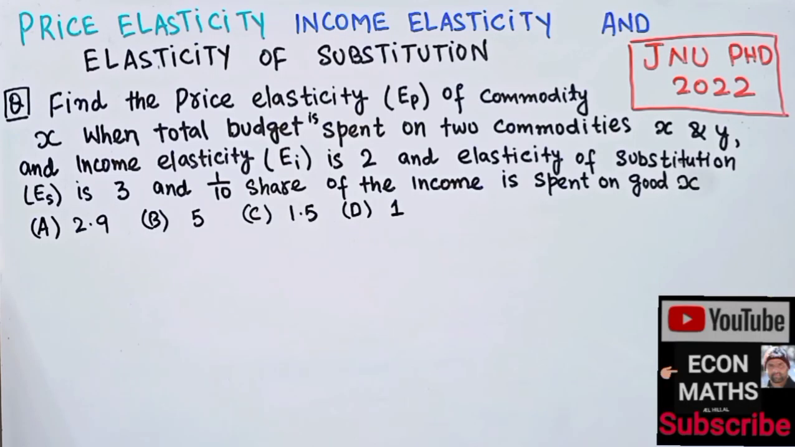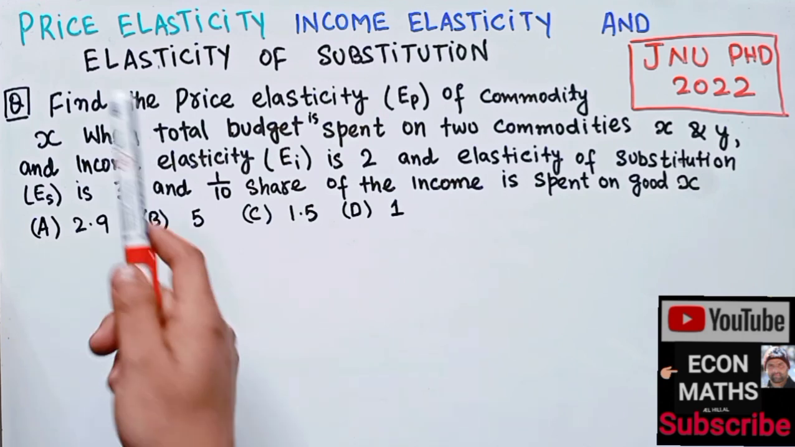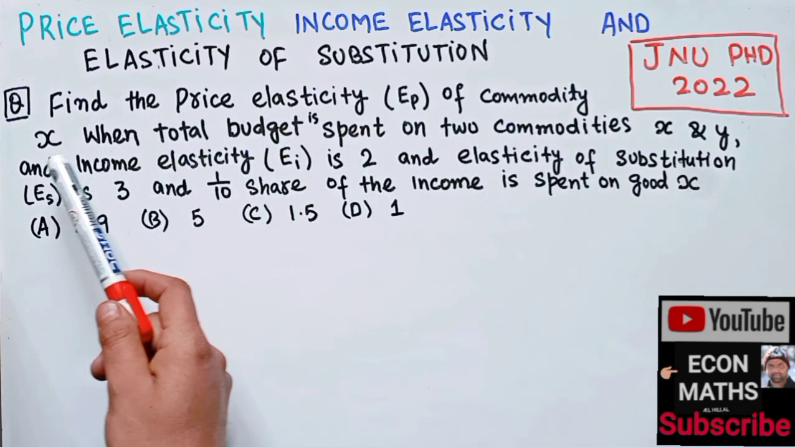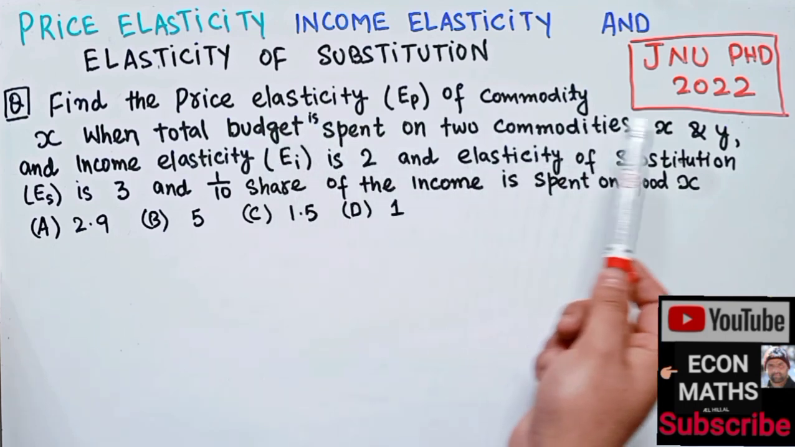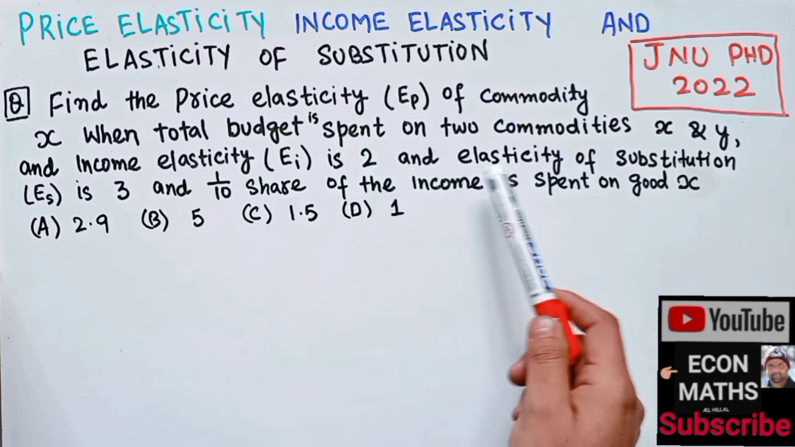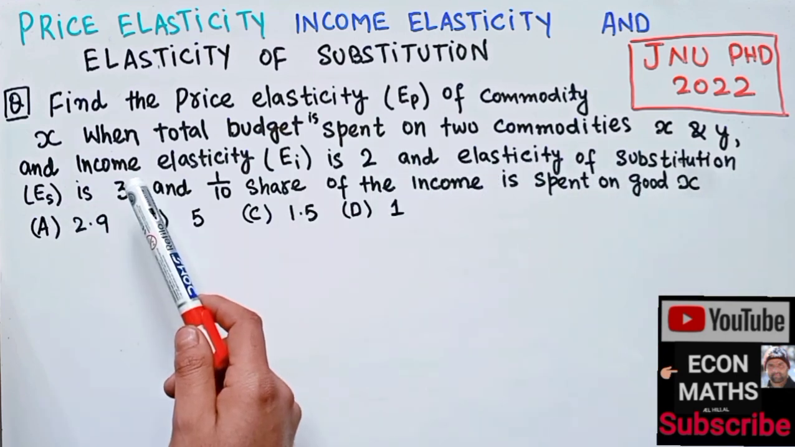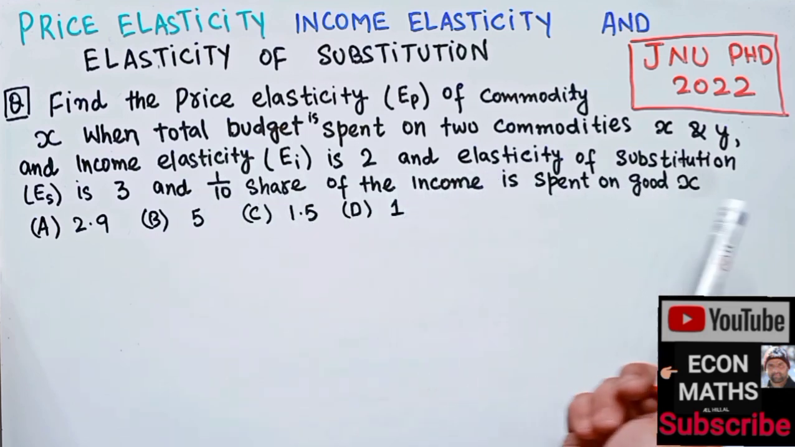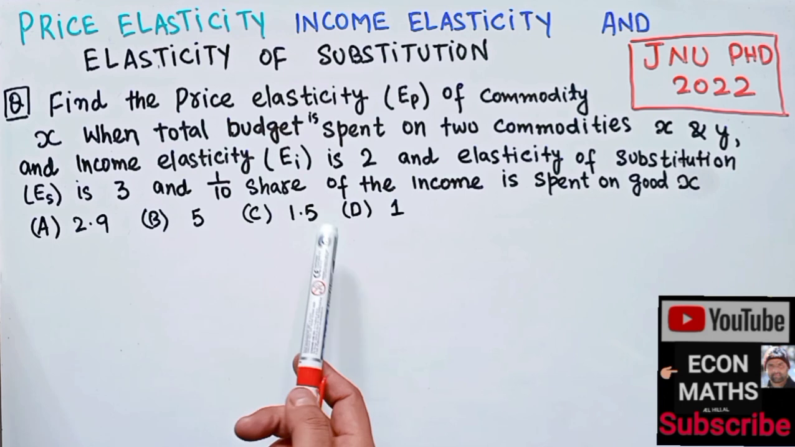In this video we will solve a numerical problem on the relationship between price elasticity, income elasticity, and elasticity of substitution. This question was asked in the JNU PhD entrance exam of 2022. The question is, find the price elasticity, that is EP, of a commodity X when total budget is spent on two commodities X and Y, and income elasticity is given as 2, and elasticity of substitution is given as 3, and 1/10 share of income is spent on good X. We are given the options 2.95, 1.5, or 1.